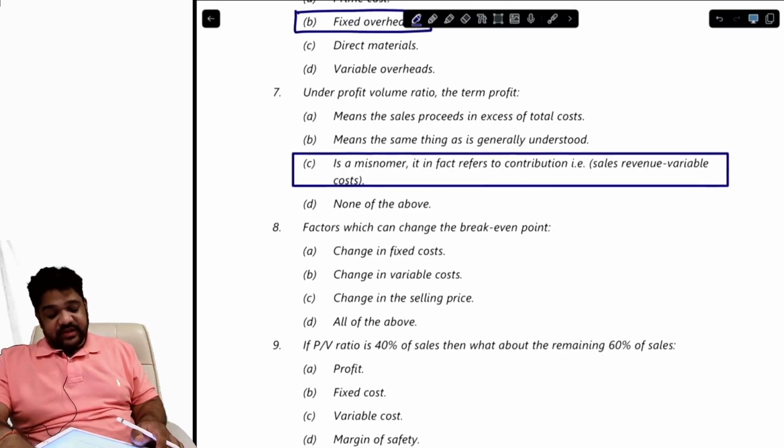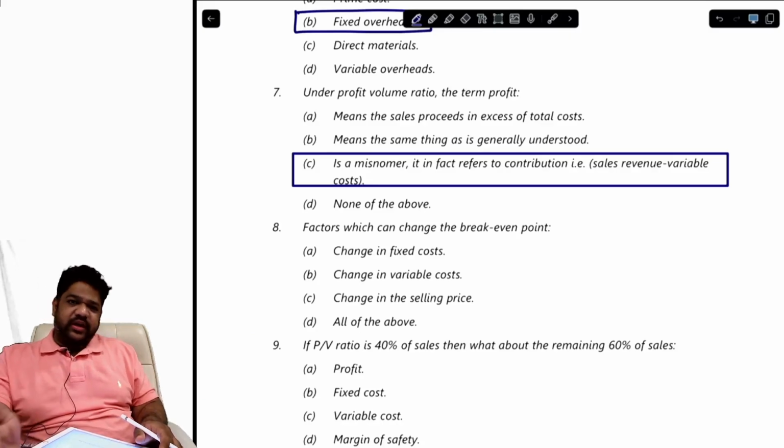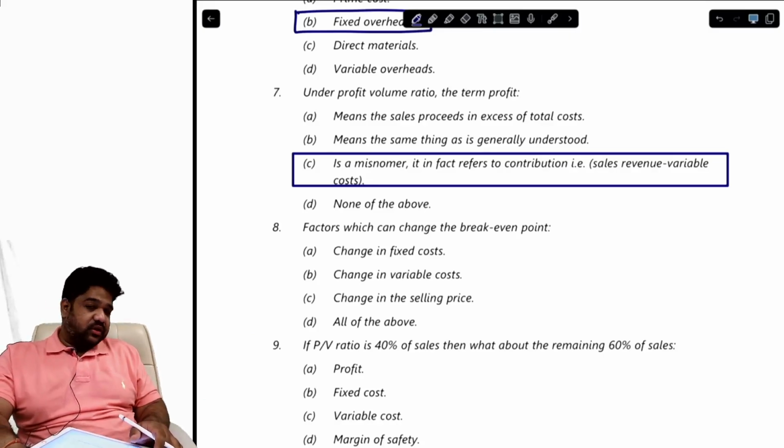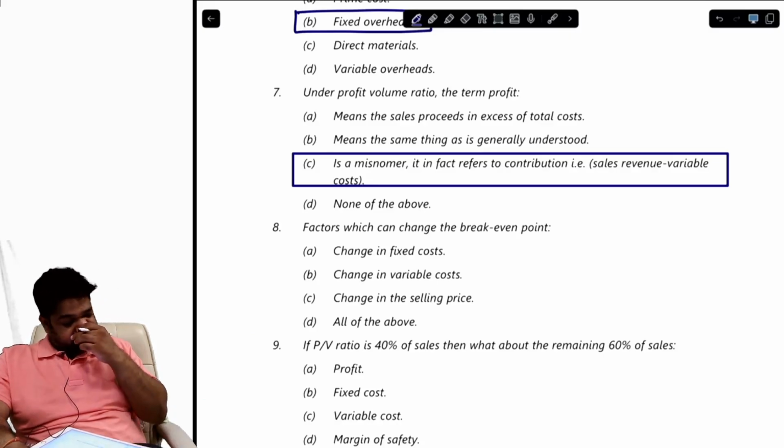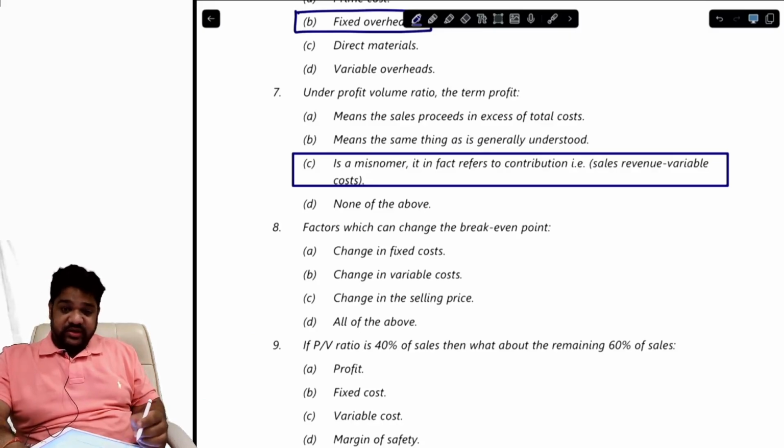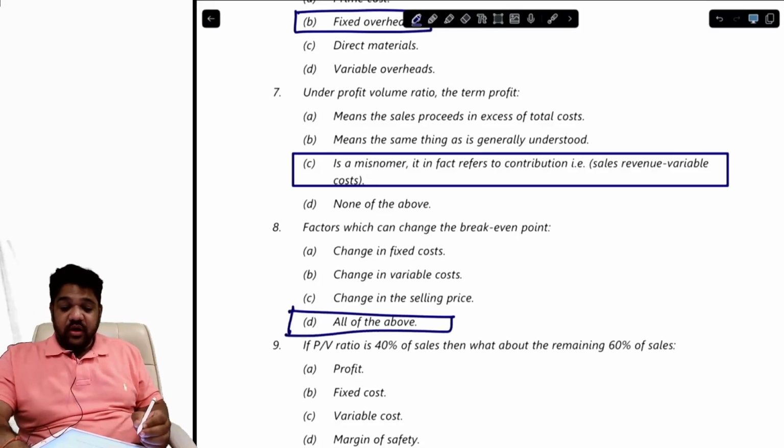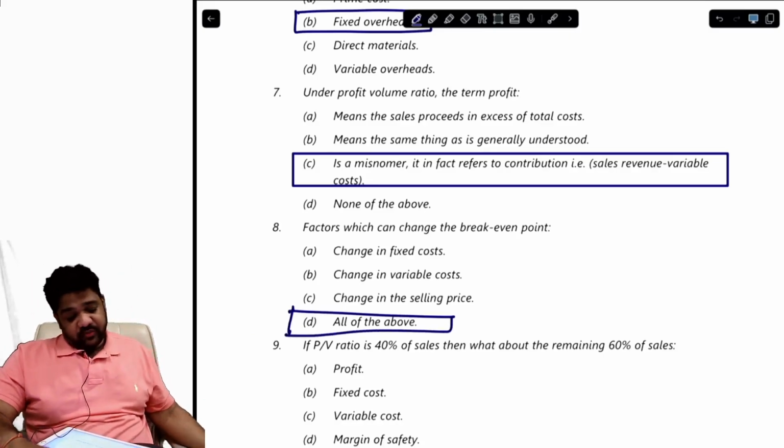Factors which can change the break-even point. What is break-even point? Fixed cost upon contribution per unit. So if either the fixed cost or selling price per unit, variable cost per unit, or contribution per unit, any of that changes, the break-even point will change. Change in fixed cost, yes. Change in variable cost, yes. Change in selling price, yes. All the above. We have the answer at all the above.